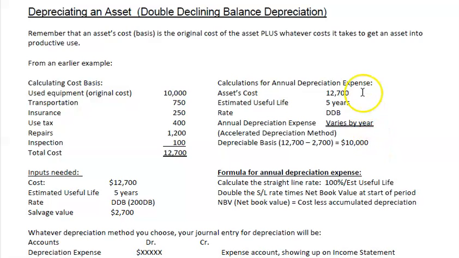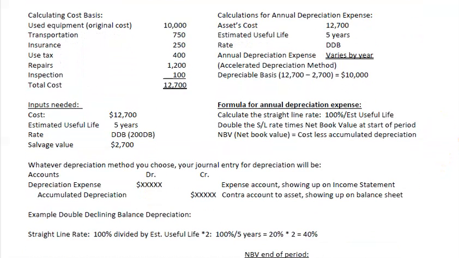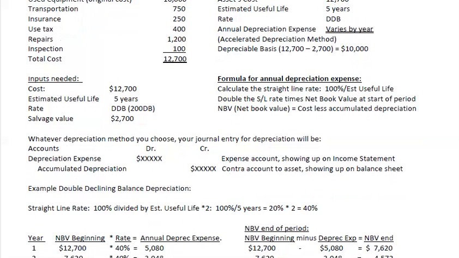So we need to know the cost and the estimated useful life. In this case, it's 5 years. We're using the double declining balance method. And whatever amount we get per year, we're going to debit depreciation expense and credit accumulated depreciation for the depreciation expense that year. Let's look at the formula for the annual depreciation expense.